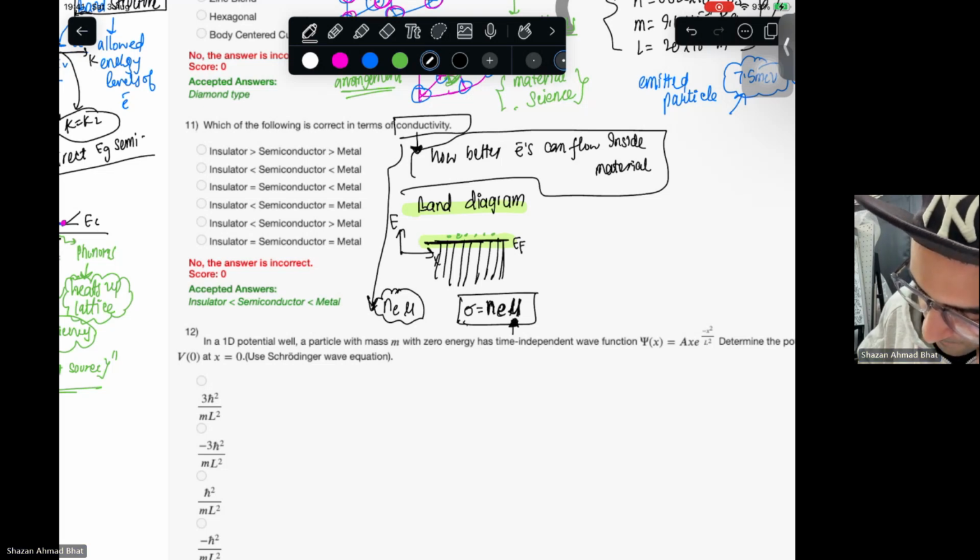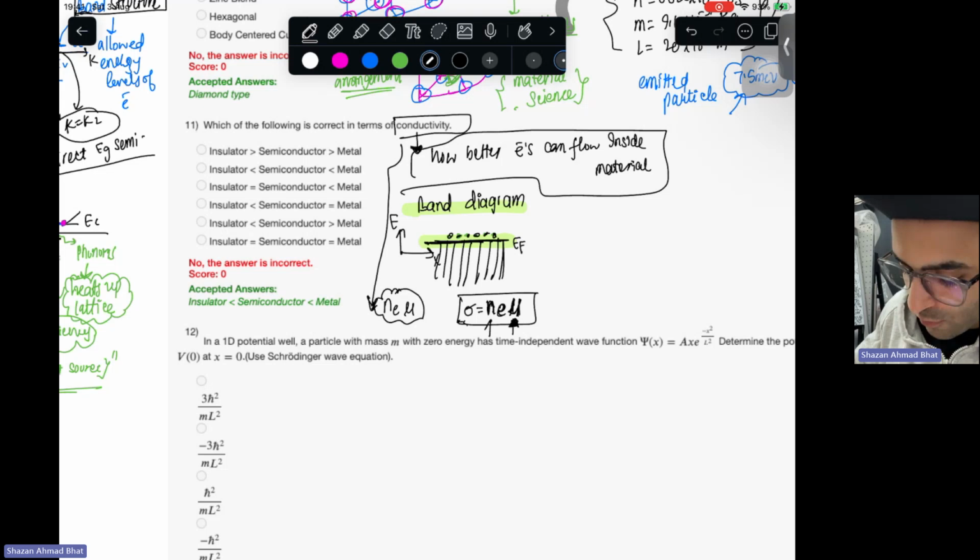electrons can move. In metals, they can move freely without facing any kind of scattering. Most of the scattering processes are not present in the metals, and there are many electrons. Scattering processes are definitely present in semiconductors as well as metals, but because of the larger number of free electrons in the metals, they have the highest conductivity, followed by semiconductors.